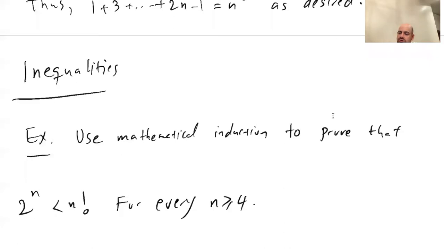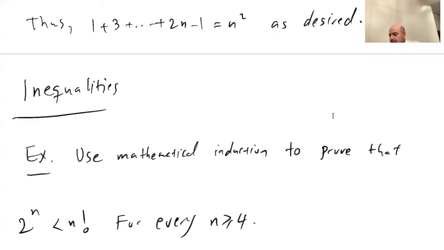We will assume it's true for n equals k. We will show it's true for n equals k plus 1. And because we already checked that it's true for n equals 4, that means it will be true for 4 plus 1, which is 5. And then once we know it's true for 5, then we can say it's true for 5 plus 1, which is 6, and so on.